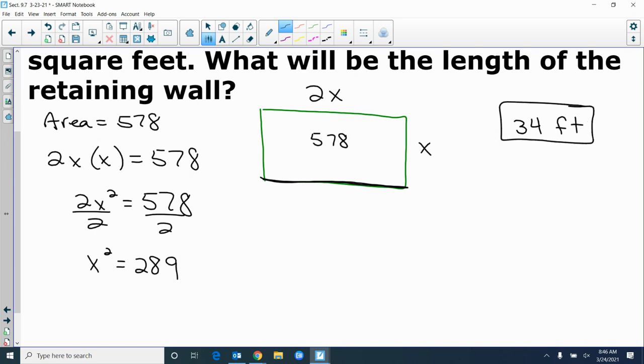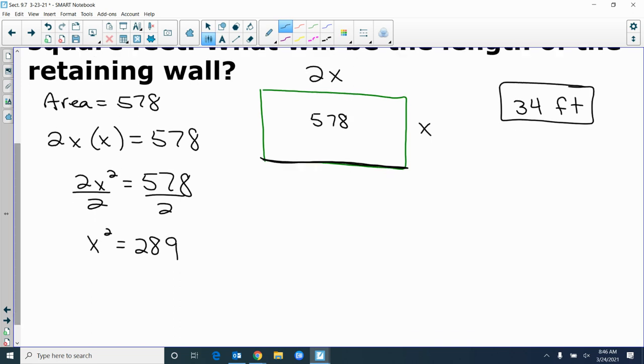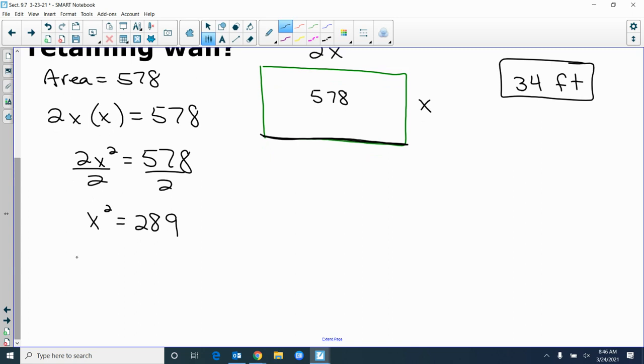It's 17. All right, listen up. You got 17, you just didn't finish the problem. We gotta divide. Listen. What would be the length of the retaining wall? What's 34? I'm collecting calculators.